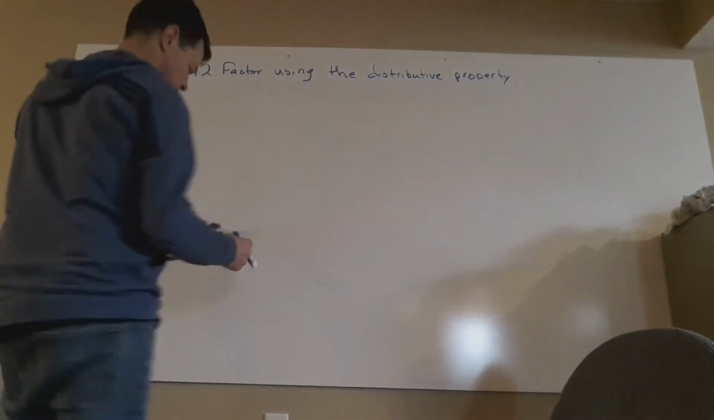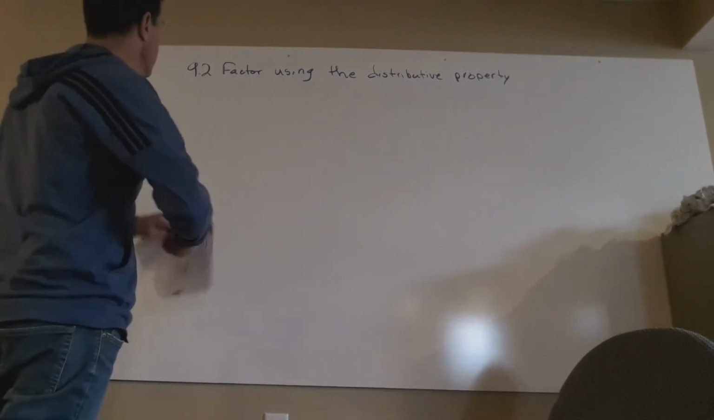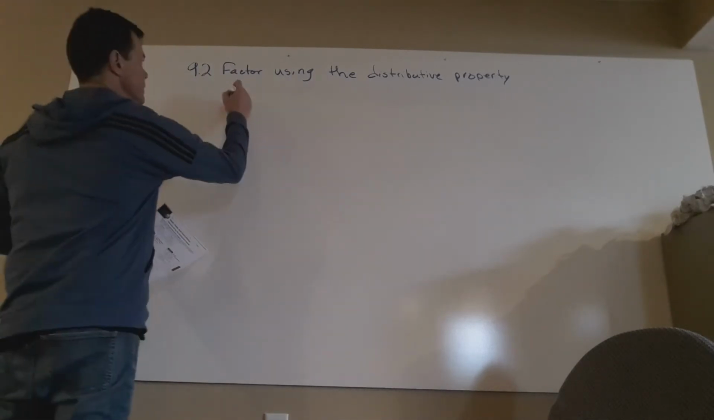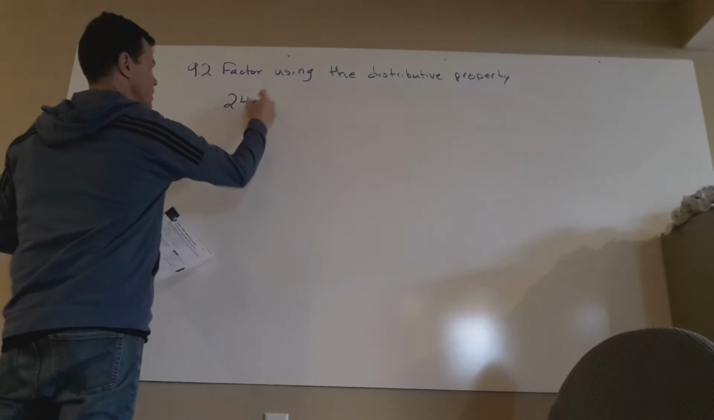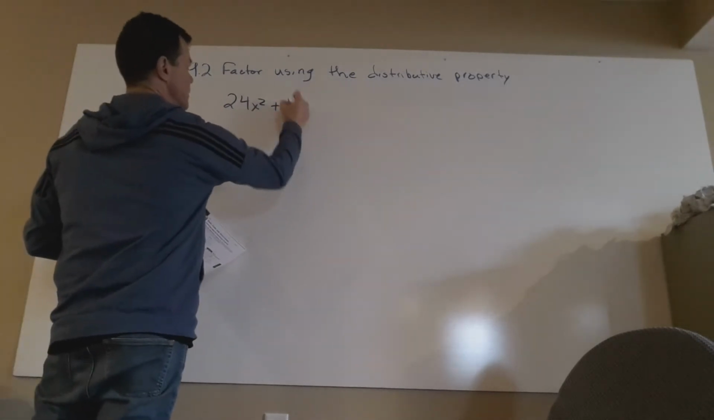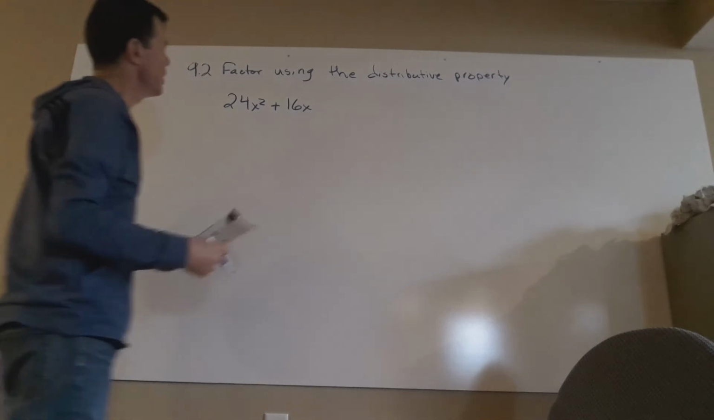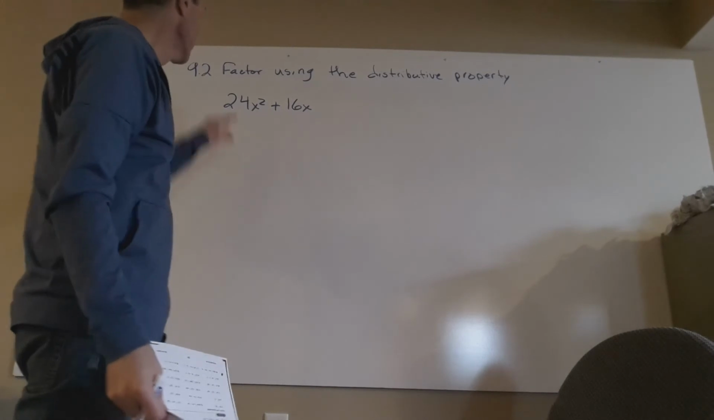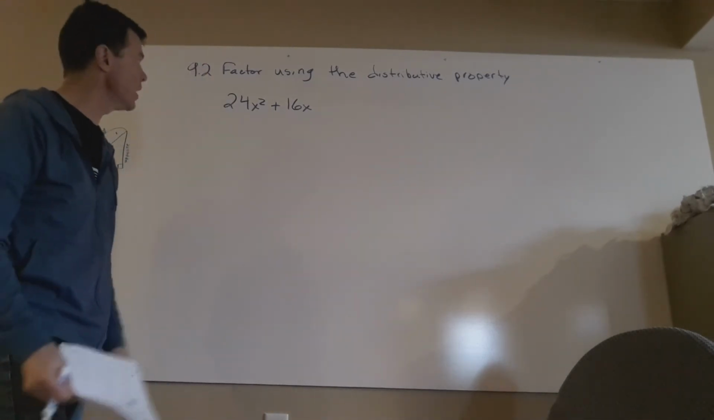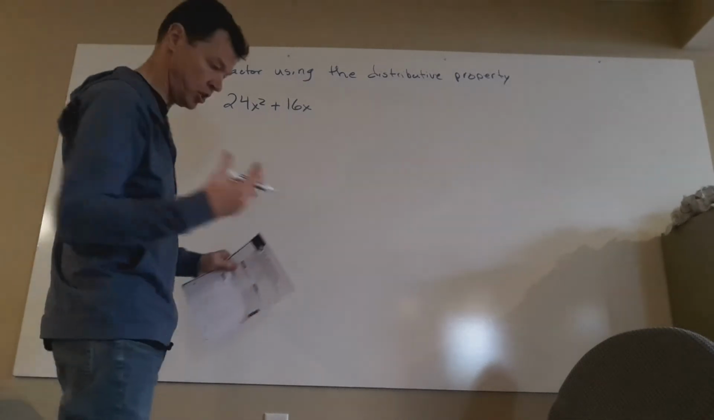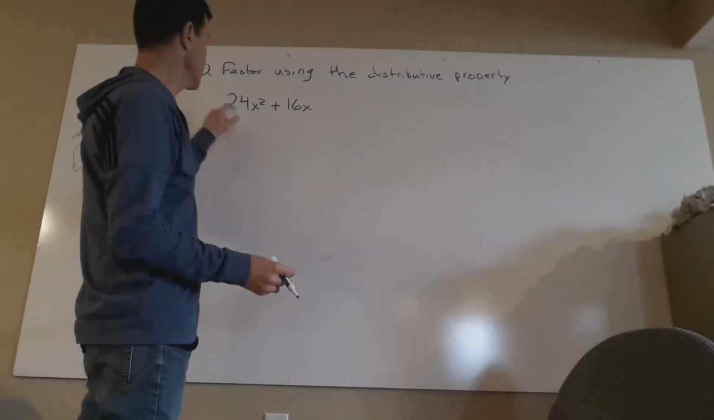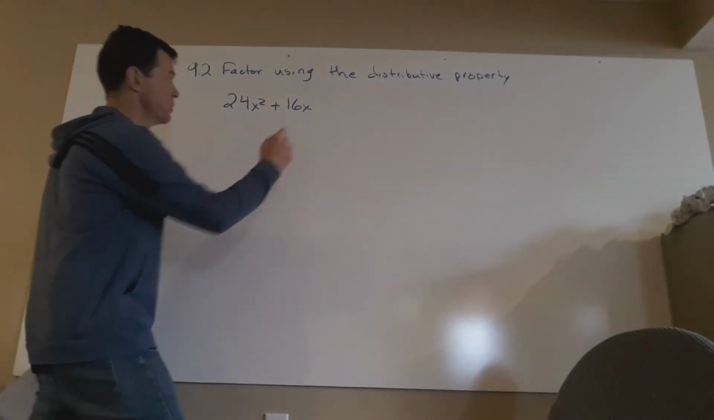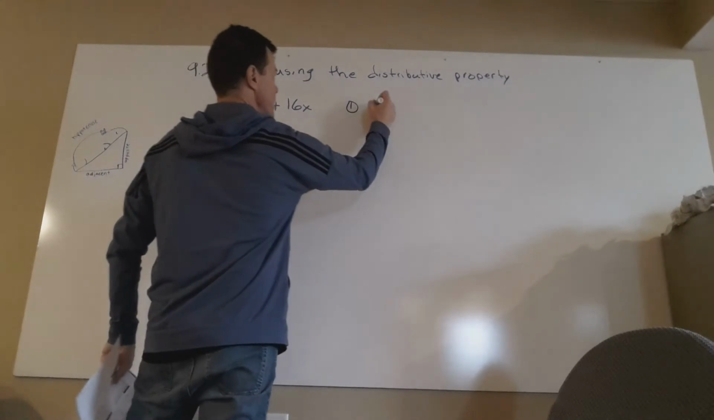So let's say we start out with this polynomial. Let's say we start out with 24x squared plus 16x. All right, so looking at this, to factor out with the distributive property, we want to look at both 24x squared and 16x and say, well, with 24 and 16, what goes into both 24 and 16? What is the greatest number that goes into 24 and 16, which is actually your greatest common factor? So what is the greatest common factor between 24 and 16? And that is our first step.